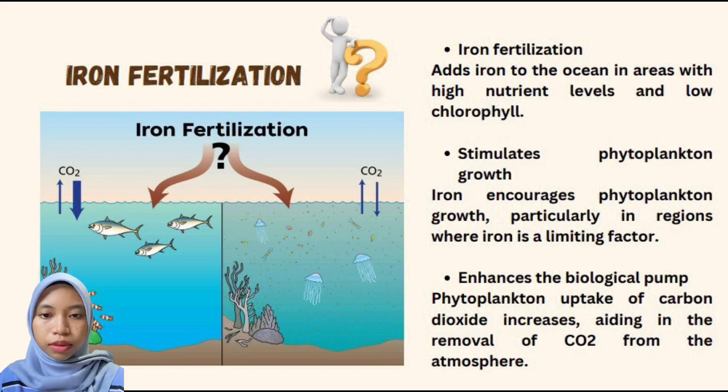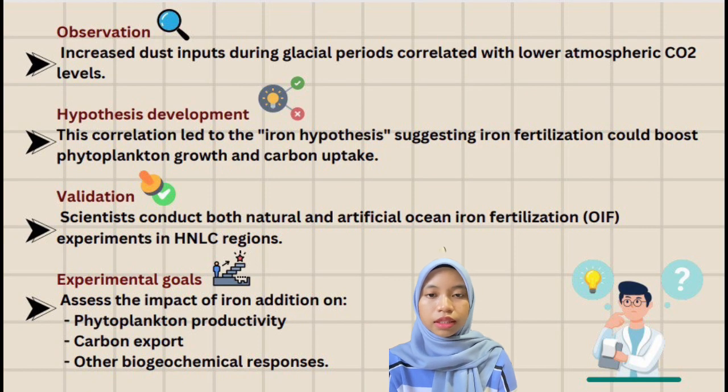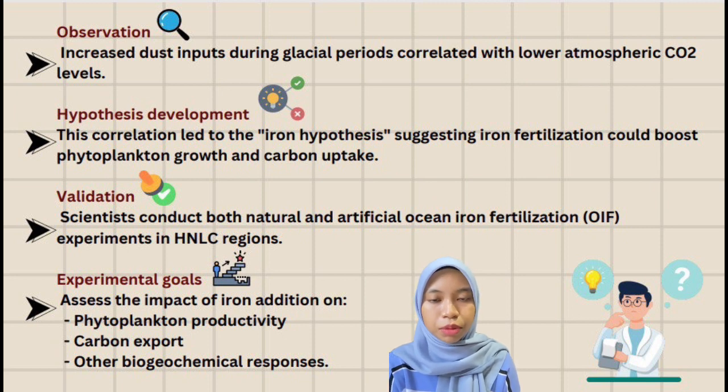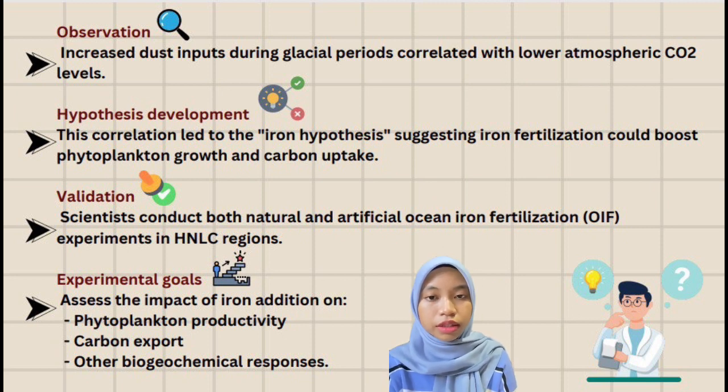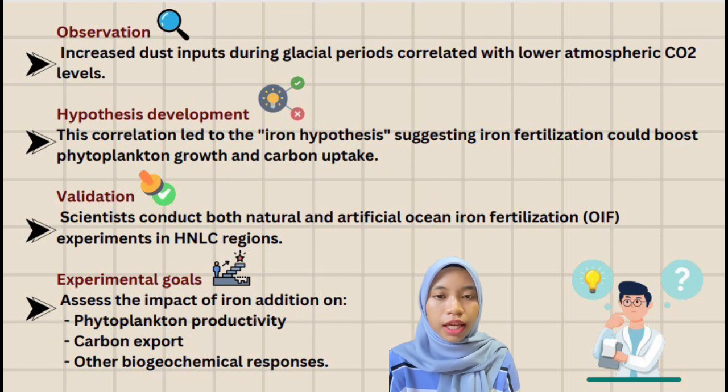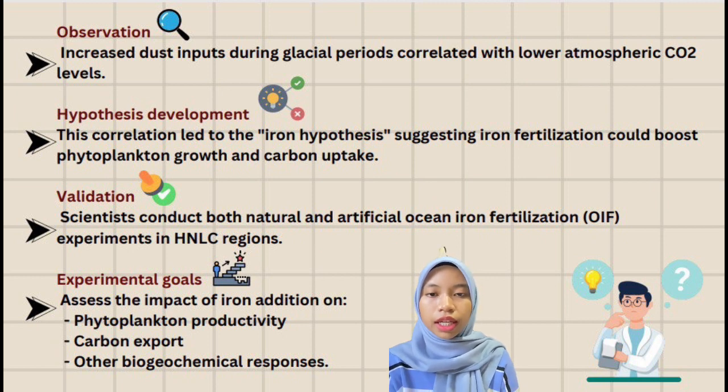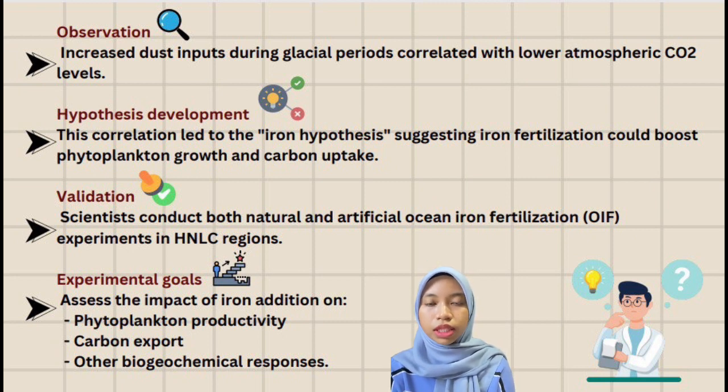As for how Martin came to this finding, the article states that Martin 1990 hypothesized that during the LGM, increased dust input relieved iron limitation and thereby substantially enhanced the biological pump in high nutrient, low chlorophyll regions, particularly in the Southern Ocean. This hypothesis was based on the correlation between increased dust input and lower atmospheric CO2 levels during glacial periods.